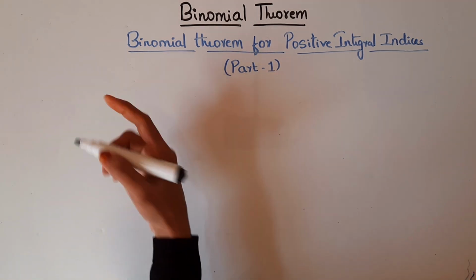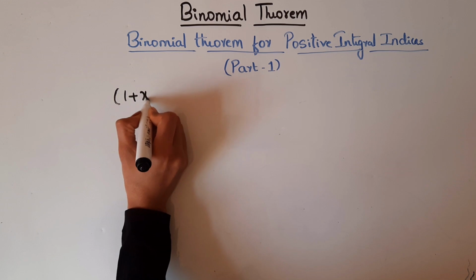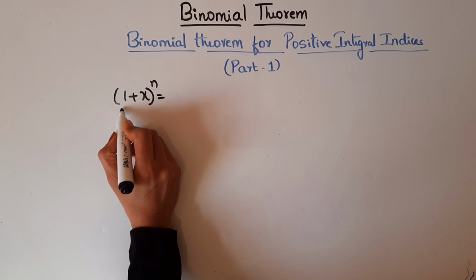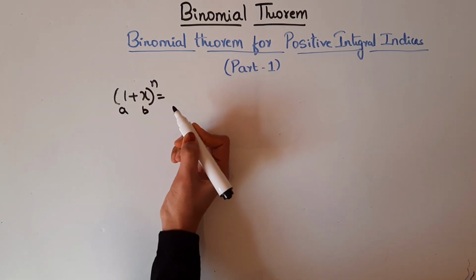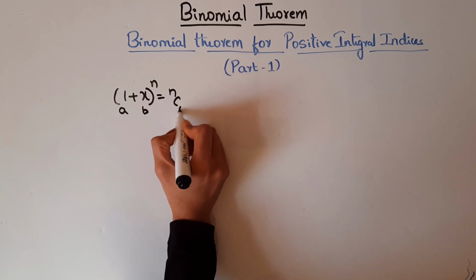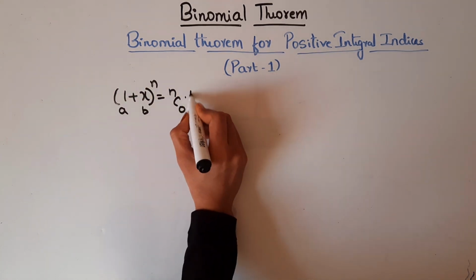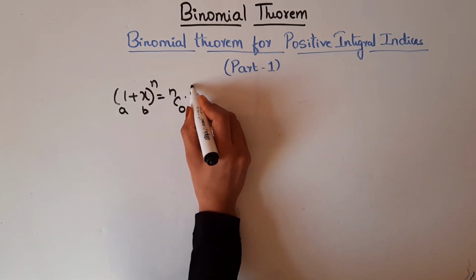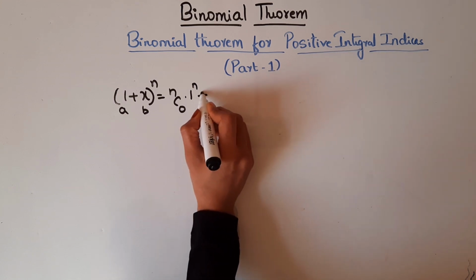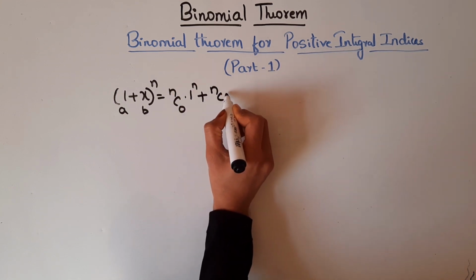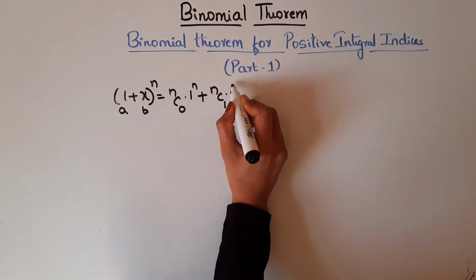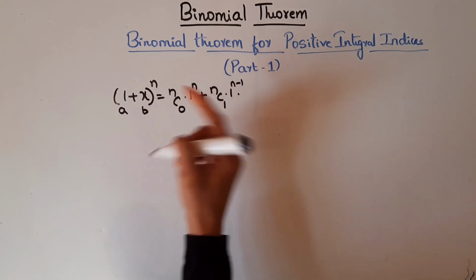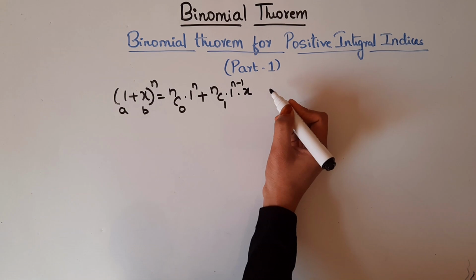So now let's see how to write the binomial theorem for the expression (1 plus x) power n. In the similar way, here a is 1 and b is x. So we have NC0 into 1 power n, a power n. Plus the next term is NC1 into a is 1, so 1 power n minus 1, into b is introduced in the second term, so b here is x, so x, correct?